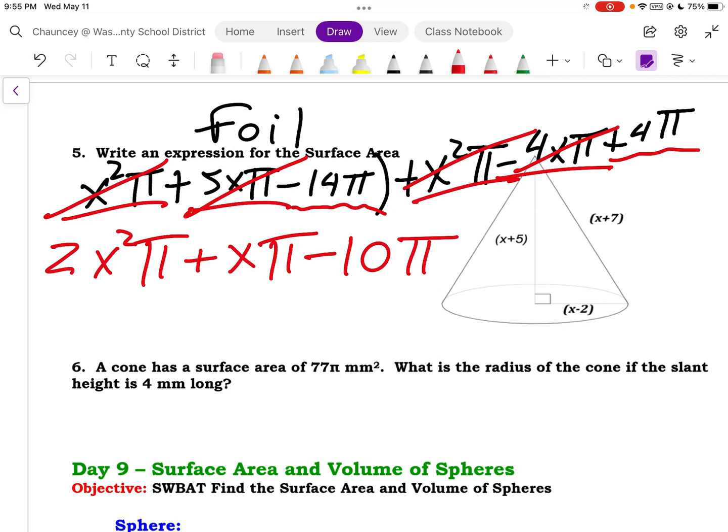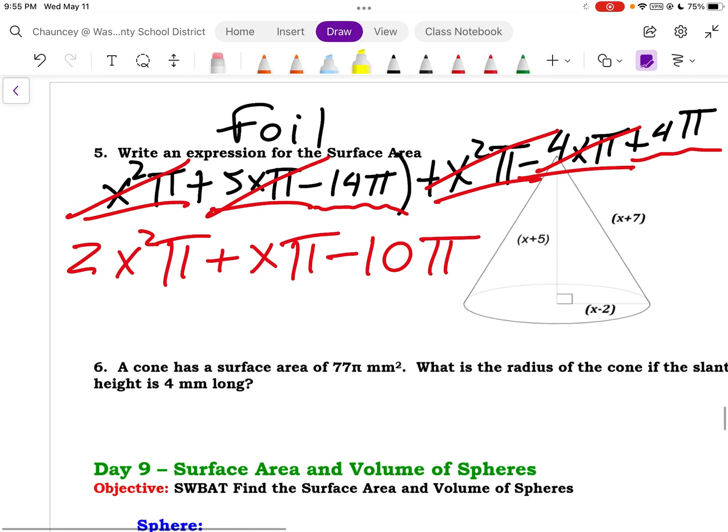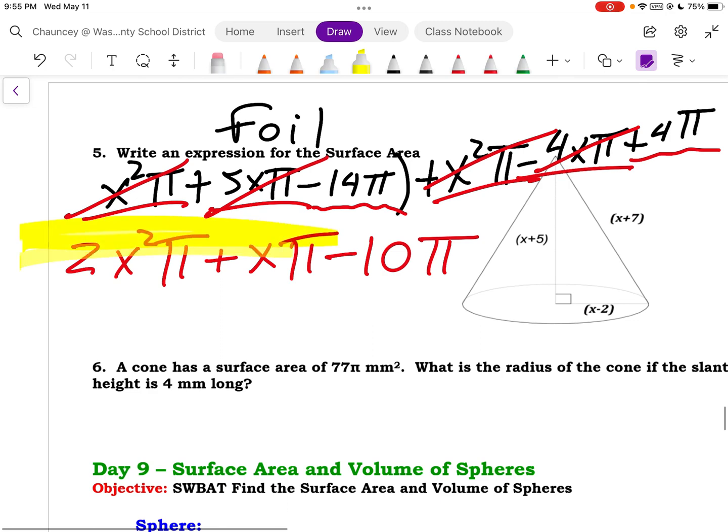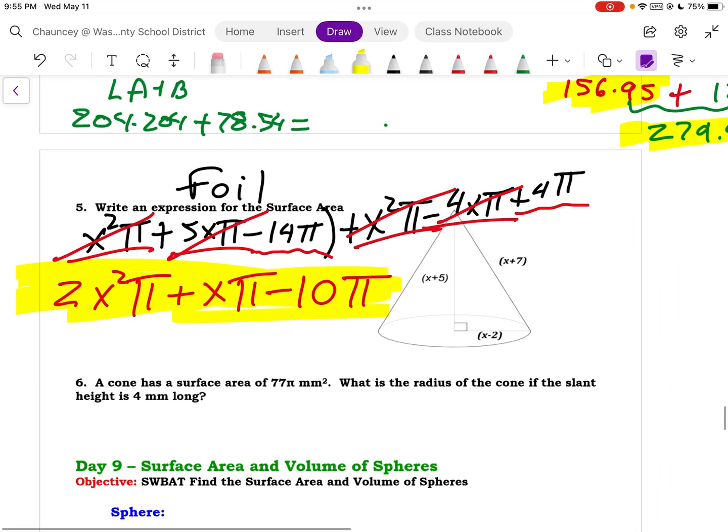If that was a pain in the butt, I know, because it was a pain in the butt for me. But it is combining of like terms and making sure you know how to distribute. And that is the expression that you would write for the surface area. Again, you might have to rewind and go back because I didn't have enough space to write, but you guys will be all right.